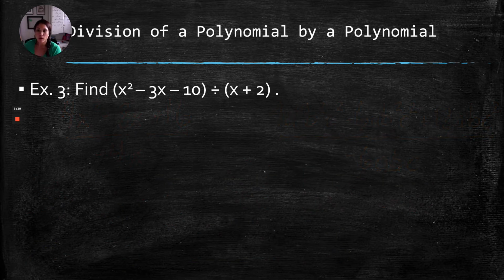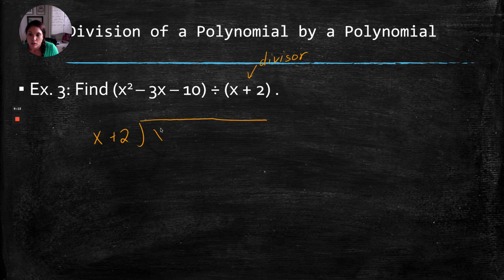Now we are going to work on dividing a polynomial by a polynomial. Remember, if I say find x squared minus 3x minus 10, this is a trinomial. It has 3 different terms, divided by a binomial. So right here is my divisor, and the divisor is what goes outside of what you're dividing. So let's set this up correctly, and I'll show you how to work through this. Let's put our trinomial on the inside.